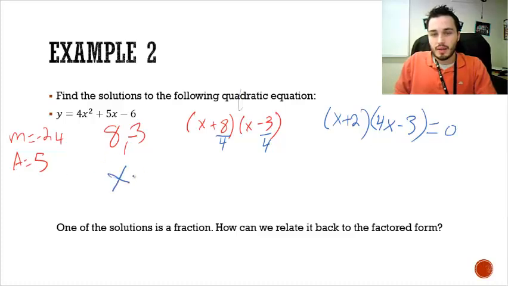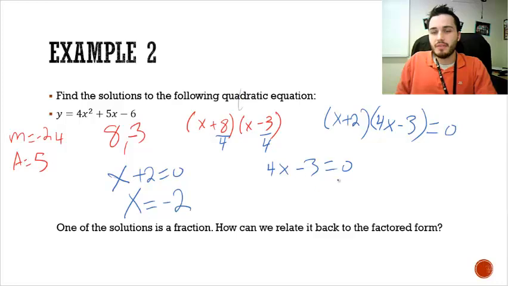So x plus 2 equals 0. Like we talked about in the last slide, it's just going to be the opposite sign. x equals -2 here. But this other one is a little bit different. So let's go ahead and work this one out. 4x minus 3 equals 0. Let's add the 3 to the other side.